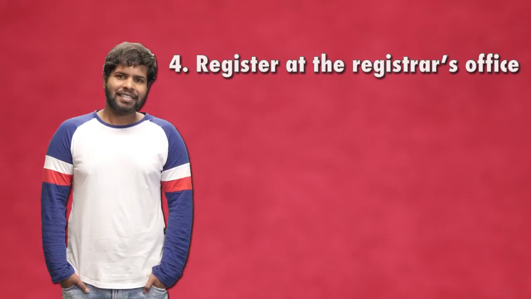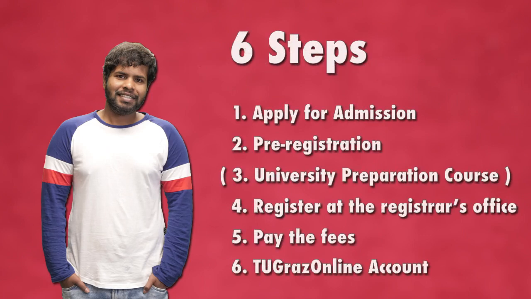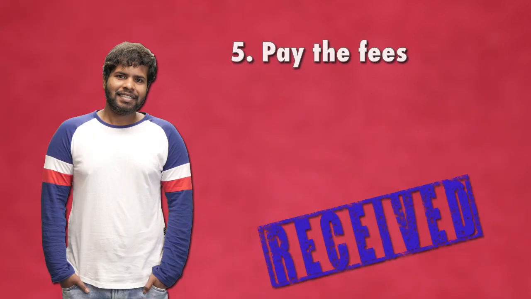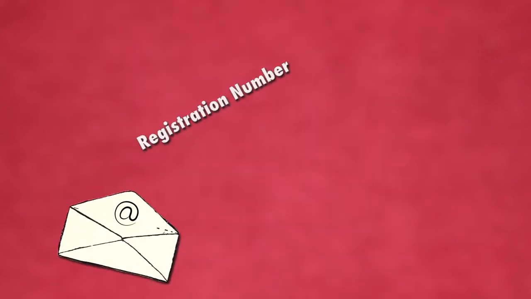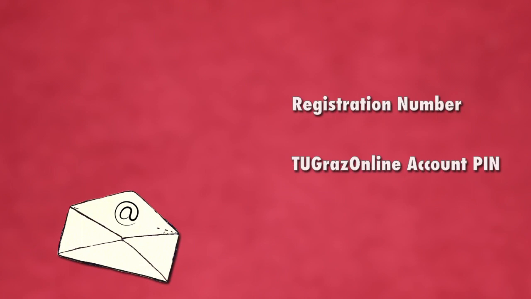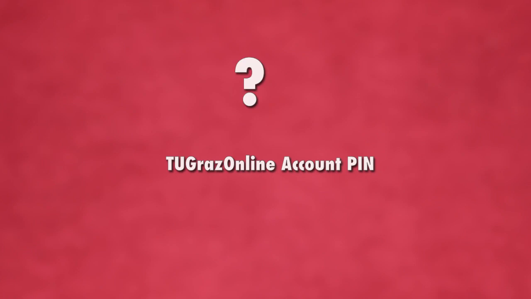Now Michael has completed another step on his way to becoming a student at TU Graz. At least 3 days after having completed the payment of the fees, Michael receives an automatically generated email to the email address he provided during the pre-registration. This email contains Michael's registration number as well as a PIN code for the activation of his personal student TU Graz online account. And what is the TU Graz online system? More about this later.